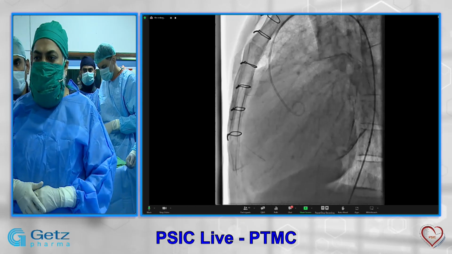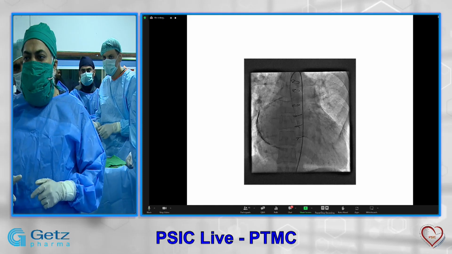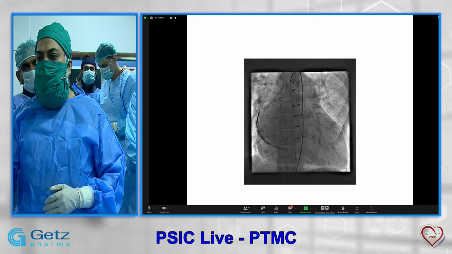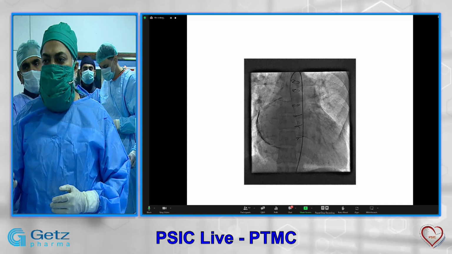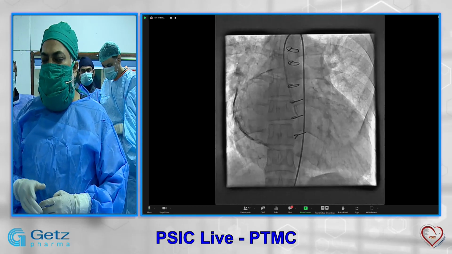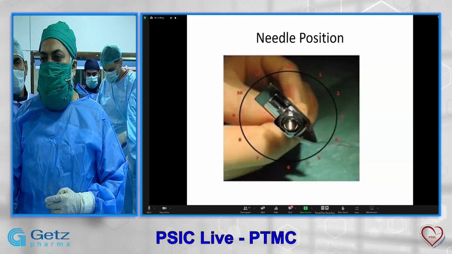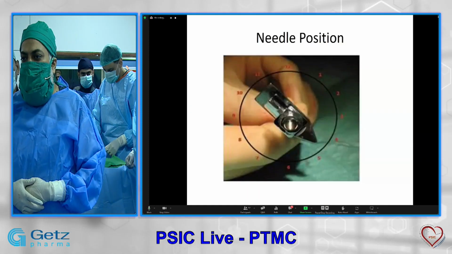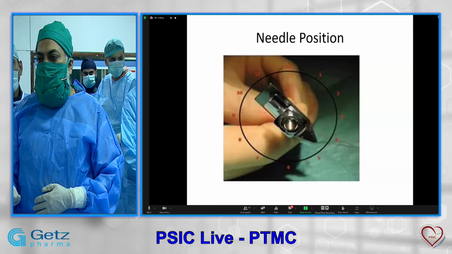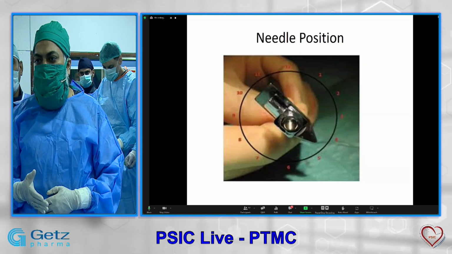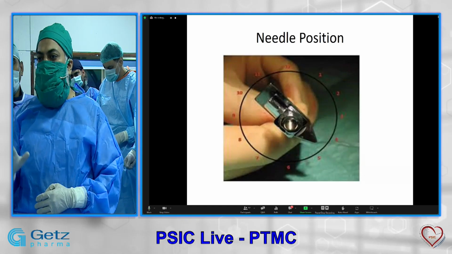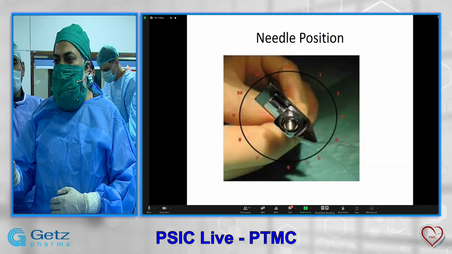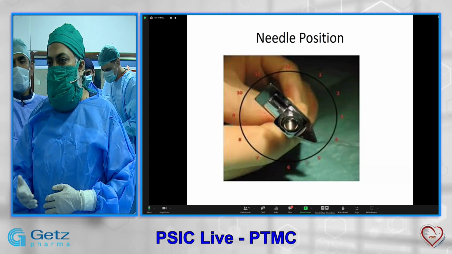So this will be the needle positioning. When we will be puncturing, we will be using the terminology of 3 o'clock, 4 o'clock, 5 o'clock. So what do we mean by 3 o'clock? 3 o'clock is when your needle pointer is directed towards the patient's left shoulder. And once you rotate downwards towards the leg, you will go to 4 o'clock, 5 o'clock, 6 o'clock. So our puncturing site will be somewhere around 5 or 6 o'clock.